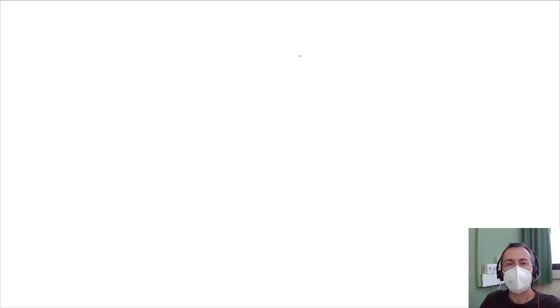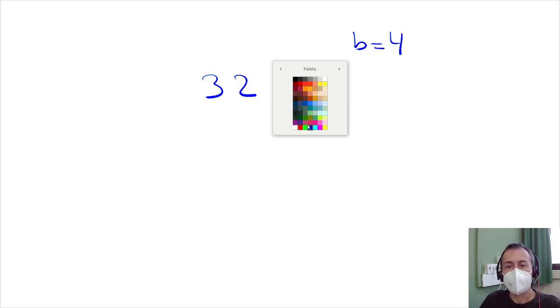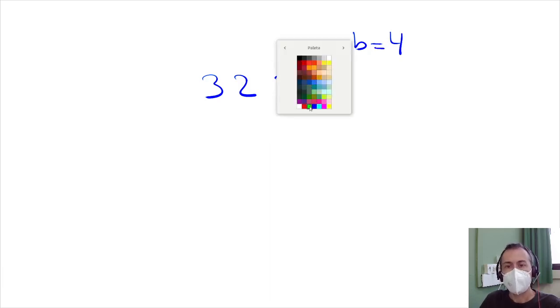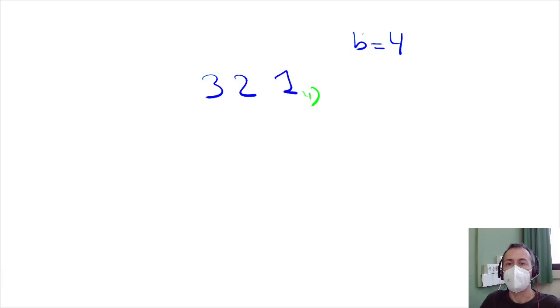So let's imagine that we have the same number, 3 2 1, but in this case, we change the base. We are using base 4, for example. What will be the value of this number in base 4? Well, we do the same as with base 10. We use 4 to the 0 power, 4 to the first power, 4 to the second power.